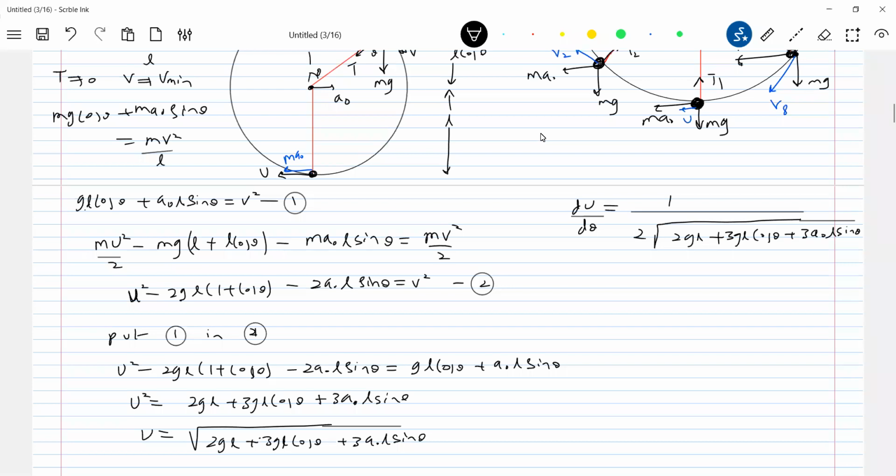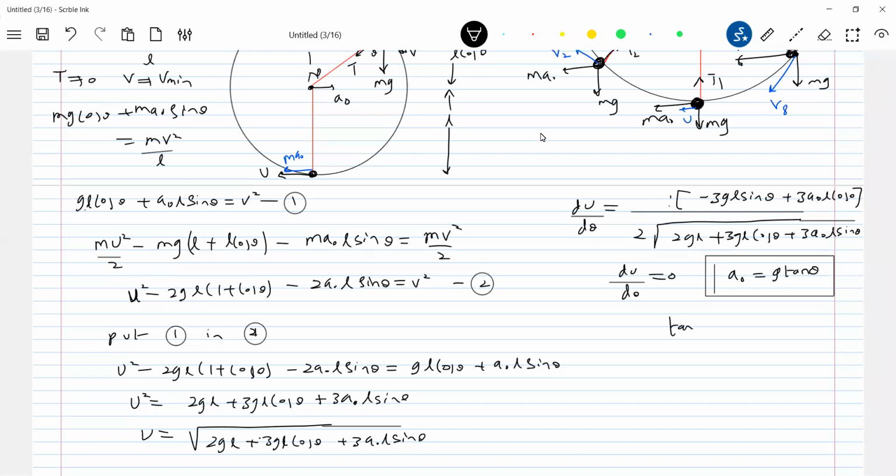Then the differentiation of this quantity: 2gl is a constant, so it gives minus 3gl sin theta plus 3a naught L cos theta. Let it be equal to 0. So finally what we are getting is a naught equal to g tan theta.